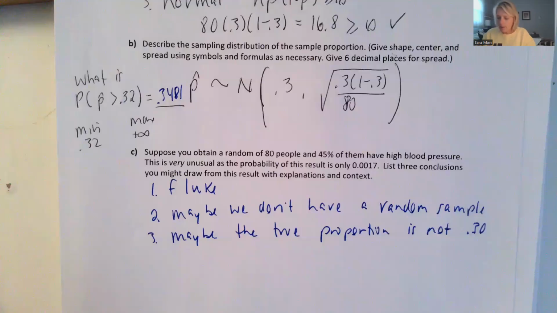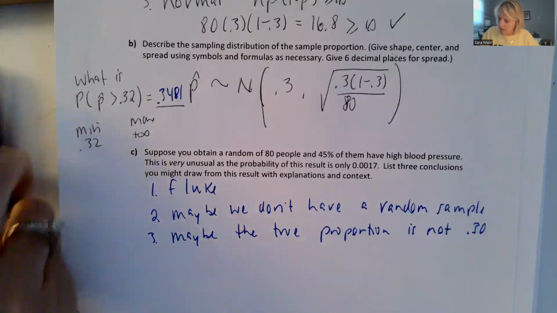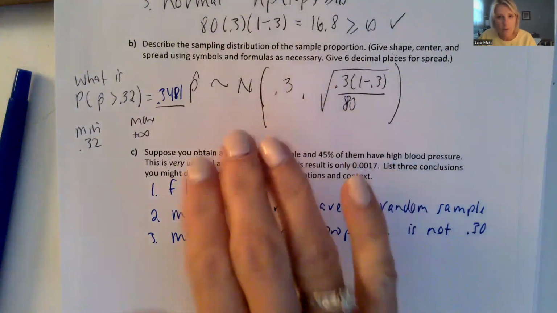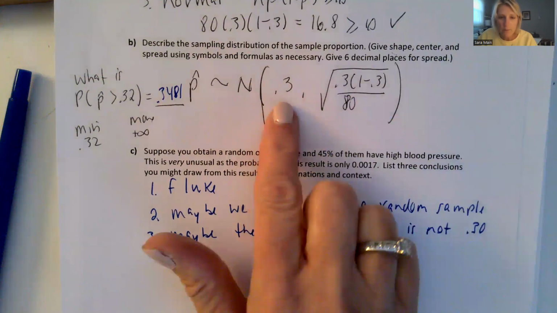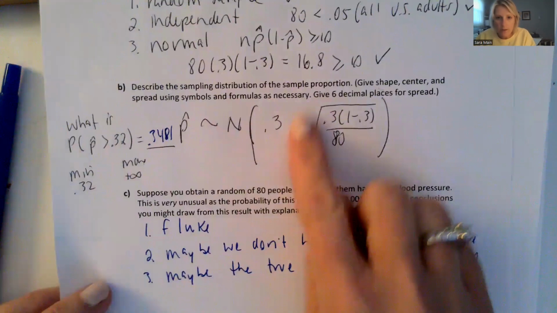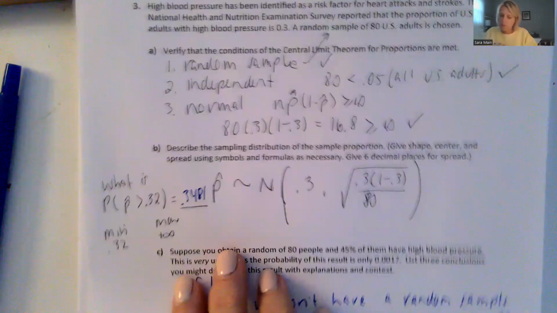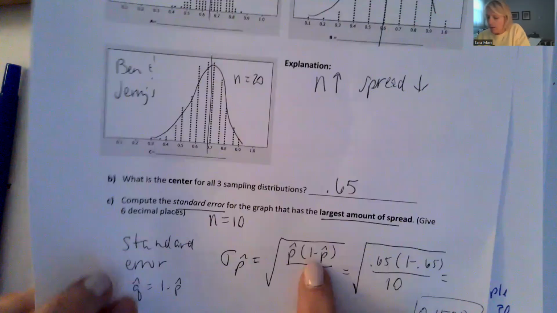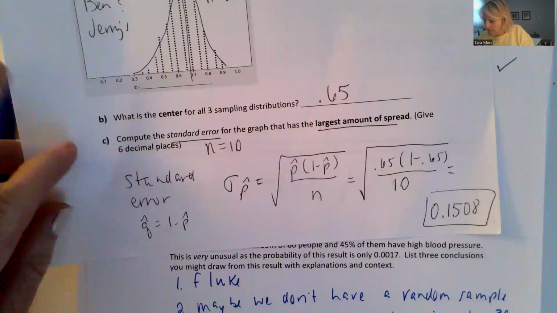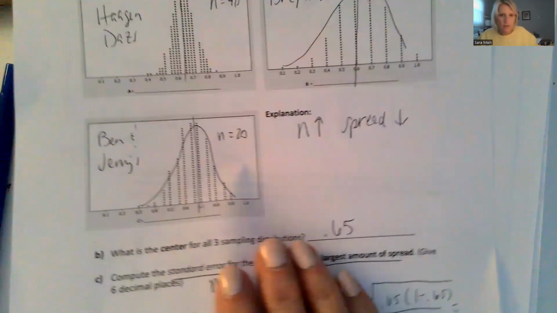So the key with proportions is when you're using a normal CDF and the inverse norm, you're putting in the proportion that they give you, the p hat, and then your new standard error, which is the square root of p hat times 1 minus p hat over n. Catch me back if you have any questions.